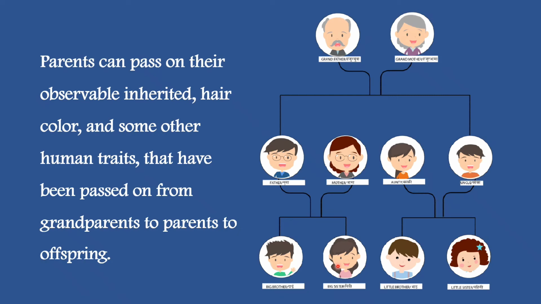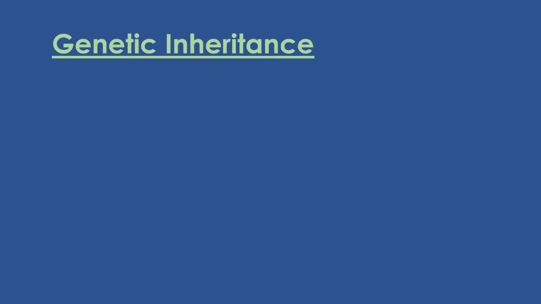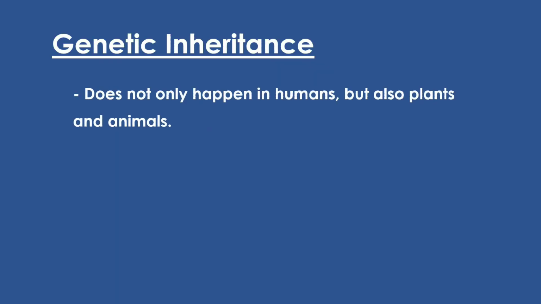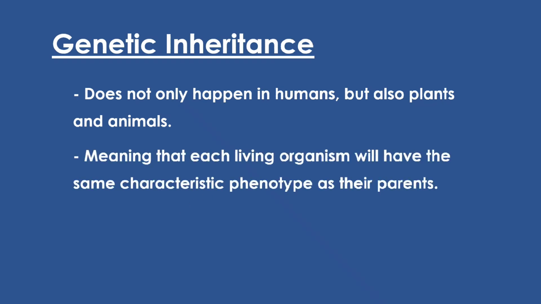Do you understand? Genes cannot be inherited only from both parents, but you can also get them from your grandparents, and from your aunt or uncle, the sister of your mother or your father. Genetic inheritance does not only happen in humans, but also in plants and animals. Each living organism will have the same characteristic phenotype as their parents.